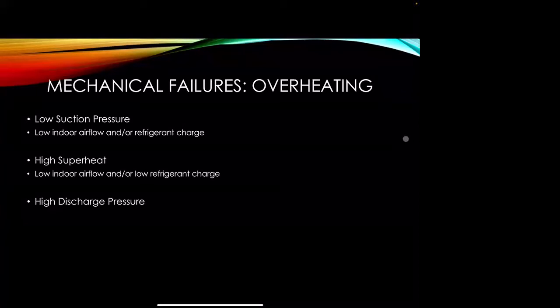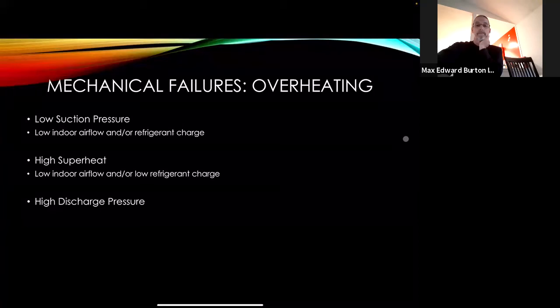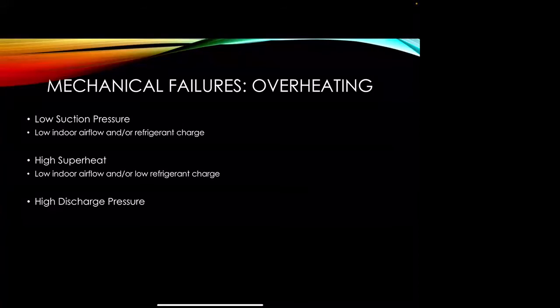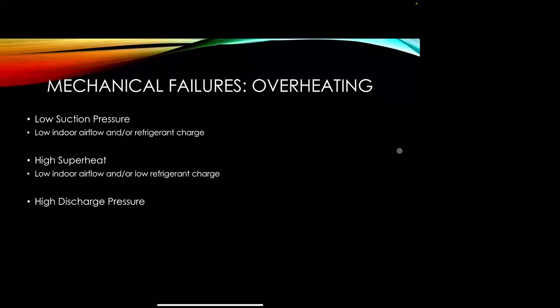Anybody? 300, right? 300. Good job. Yep. So you can always use your wireless probes, put it on your discharge line, put your system back together, check it when it's operating, and you can see what that discharge temperature is. Now, make sure your wireless probes go up to that temperature, but that's one way to check that.